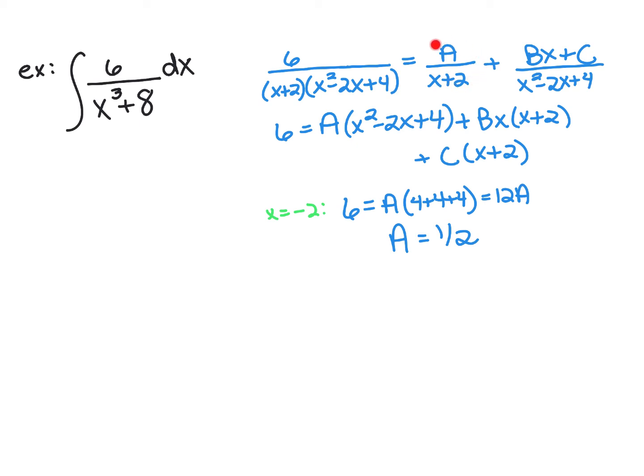And this integral will be a simple logarithm. This one we're going to have to mess with. What if x equals 0? That means the b goes away, and this is 4a plus 2c, but a is 1/2. So this guy right here is just a 2. Subtract 2 from both sides gives me a 4. That means c equals 2.